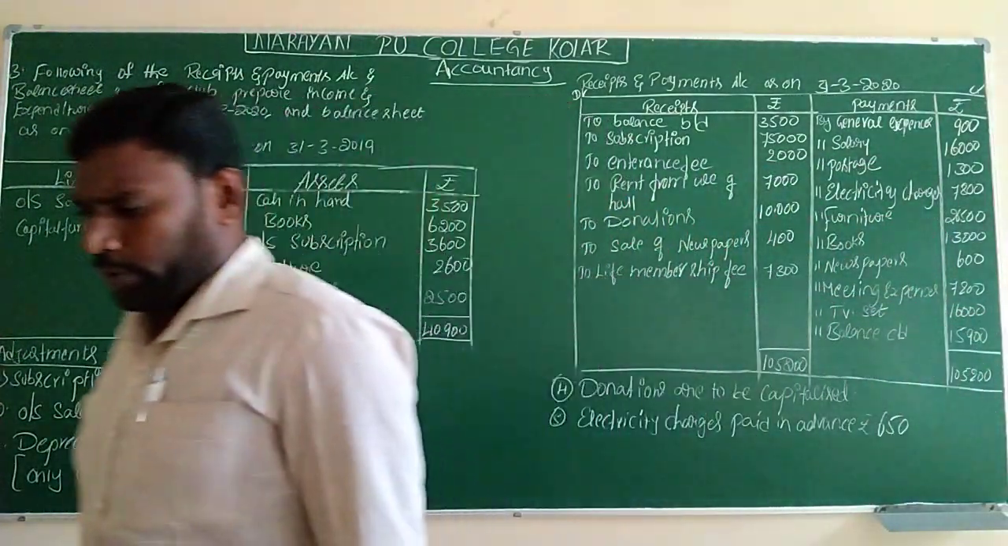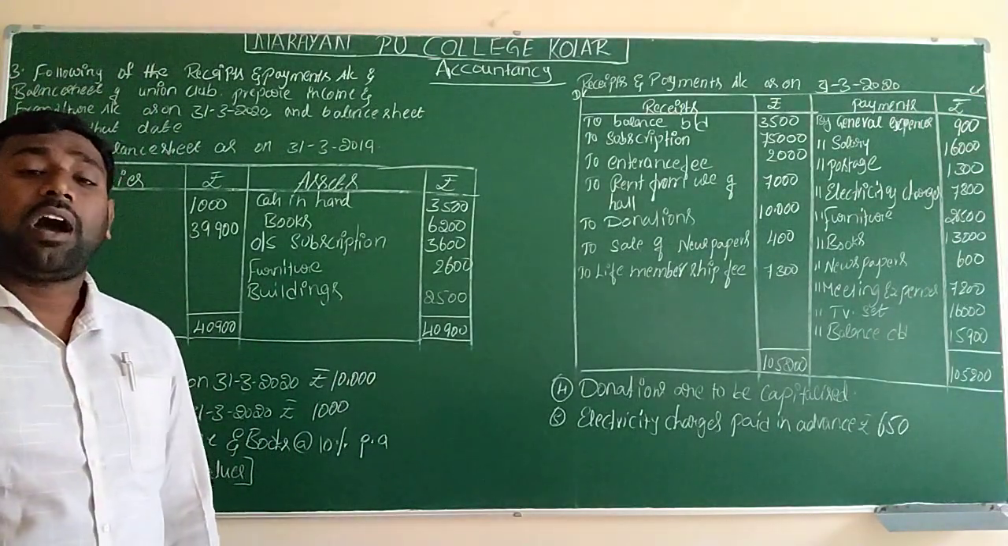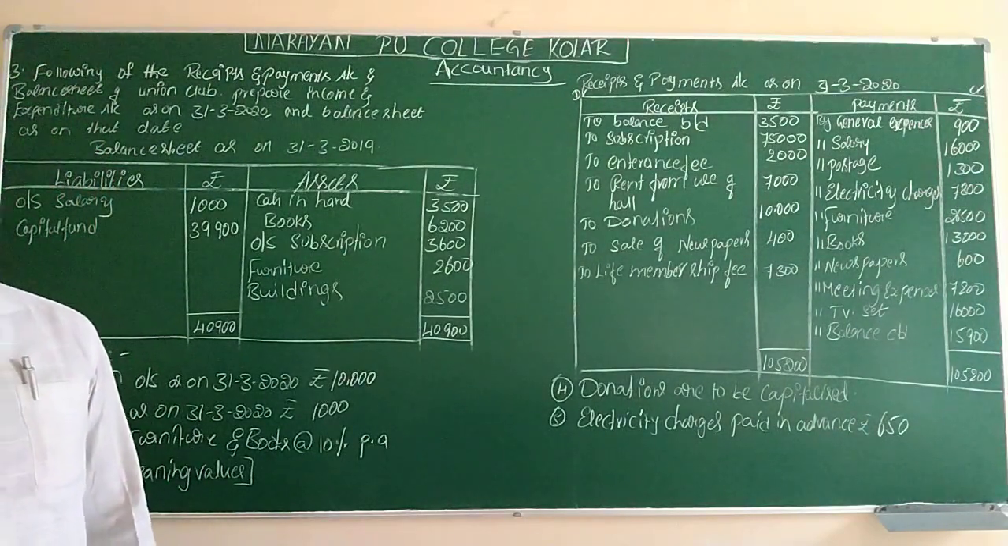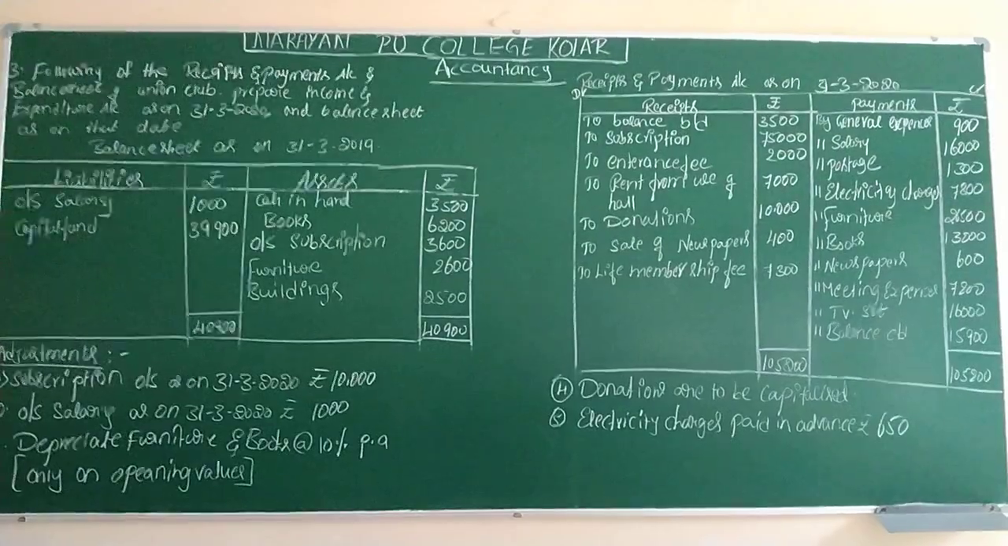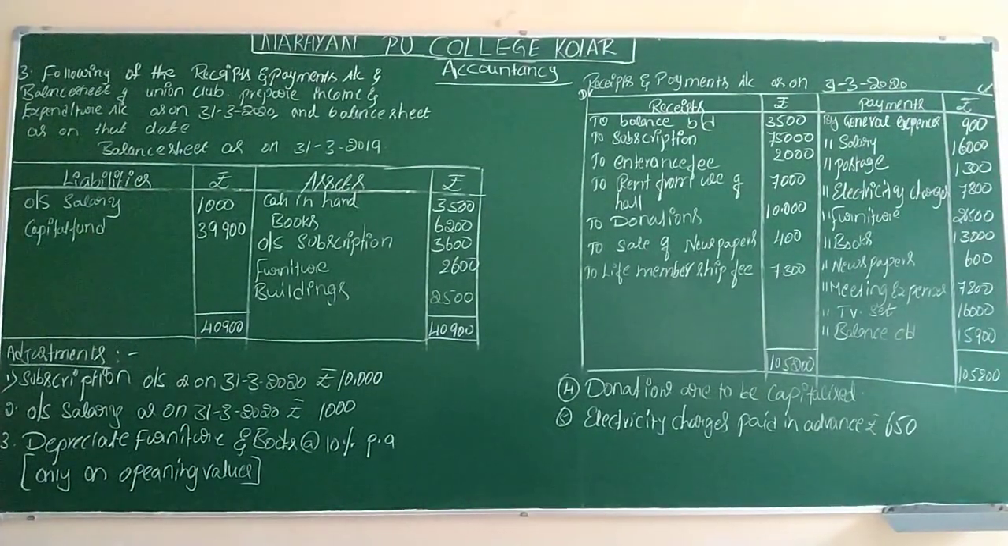First we have to read the question and understand it. After analysis, we move to the solution related to the chapter. Students, you know very well: first read the question, later move to the solution. The name of the NPO is Union Club. Prepare the income and expenditure account as on 31st March 2020 and the balance sheet as on that date. The balance sheet as on 31st March 2019 is last year, the present year is 2020, and the future year is 2021.